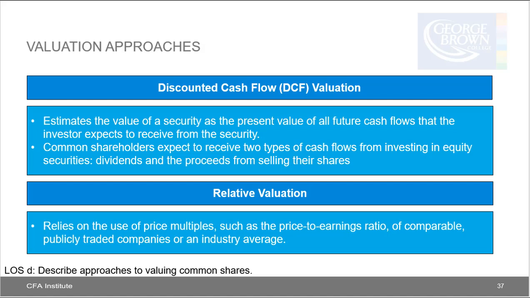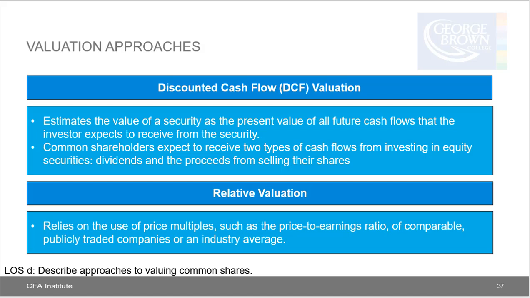So common shareholders expect to receive two types of cash flows from investing in equity securities: the dividends and the proceeds from selling the shares. So when we looked at the bond, the present value was the coupon payments and the maturity value of the bond, say $1,000 par value. When we're looking at stocks, when we use the discounted cash flow valuation method, we're looking at the present value of the future dividends, and then the present value of selling the stock at some time in the future. We call that the terminal value.